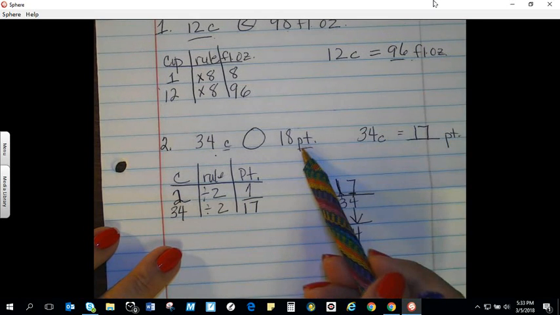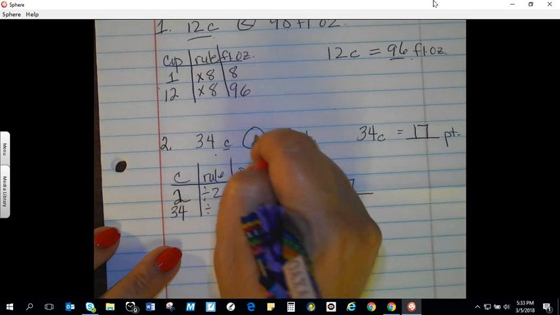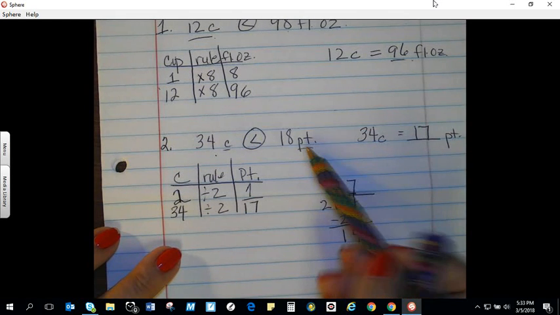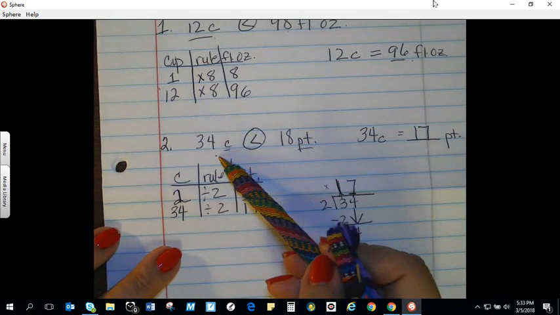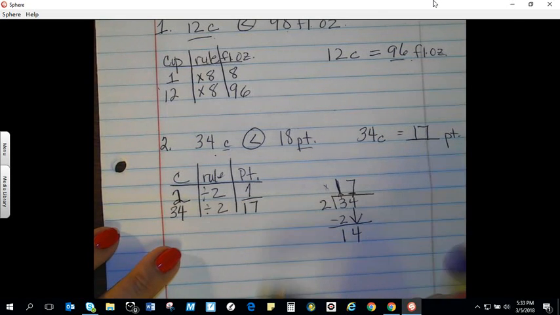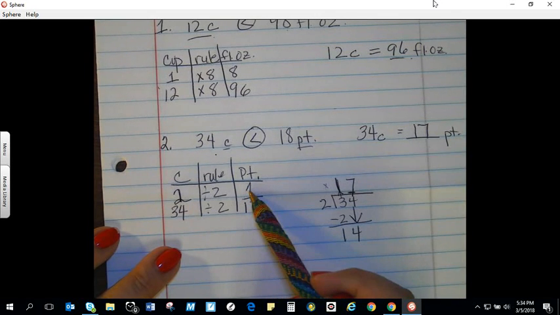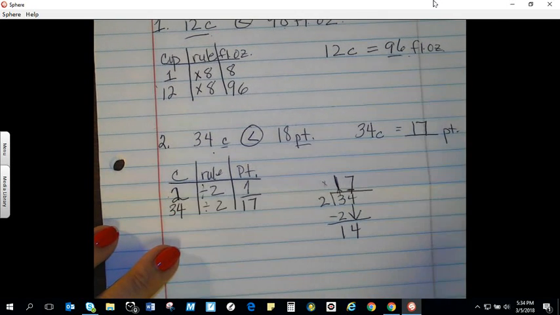How many pints did they say there was? 18. So which way is the symbol going to go? 34 cups is less than 18 pints because 18 pints has more than 34 cups. It's got 1 pint more than what it's asking. So it has 2 more cups because I know that for every 1 pint, it's 2 cups. Okay?